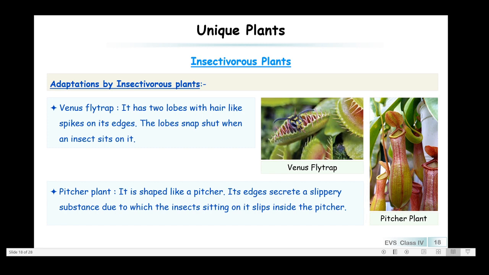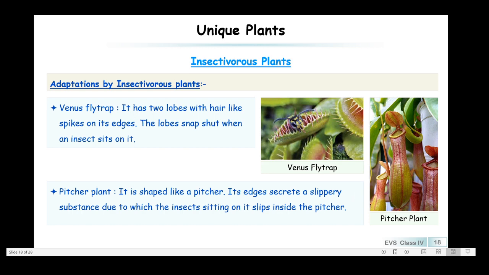Similarly, in case of pitcher plant, it is shaped like a pitcher as the name suggests. Its edges secrete a slippery substance due to which the insect sitting on it slips inside the pitcher. That means the rims of these plants are slippery, and the moment any insect sits over them, they slide off and then they are digested by the plants, right?